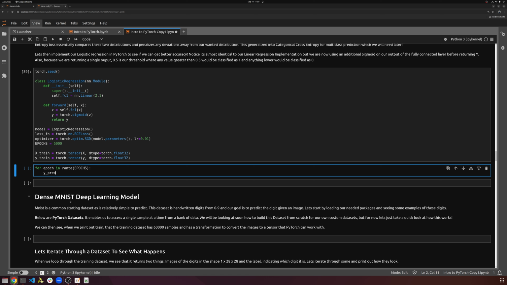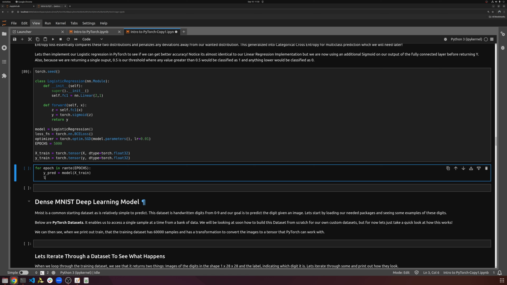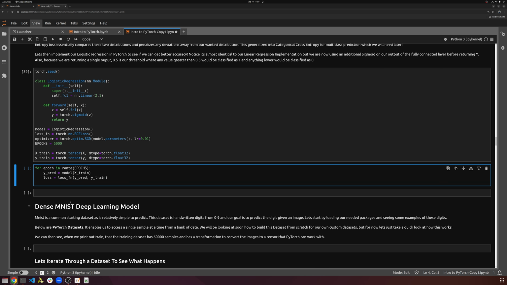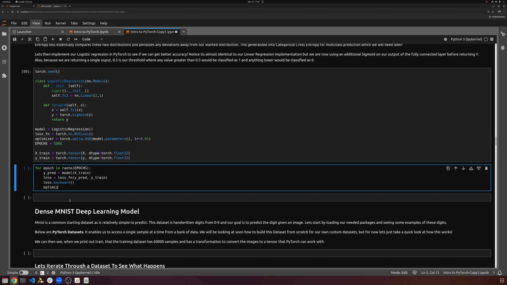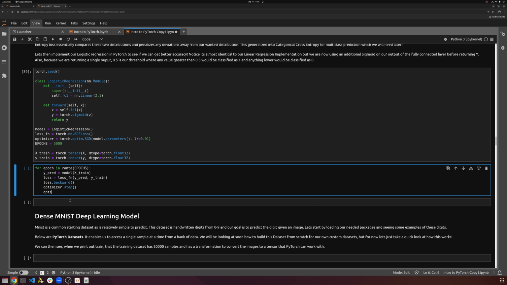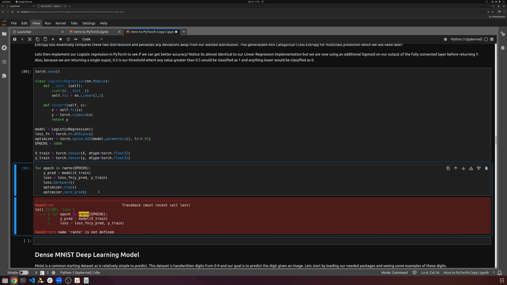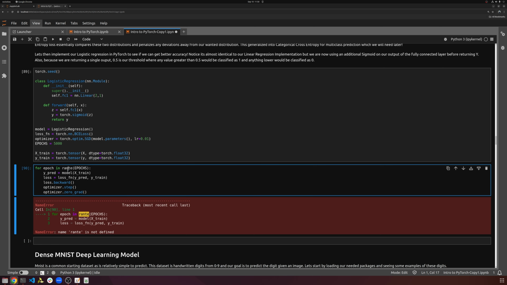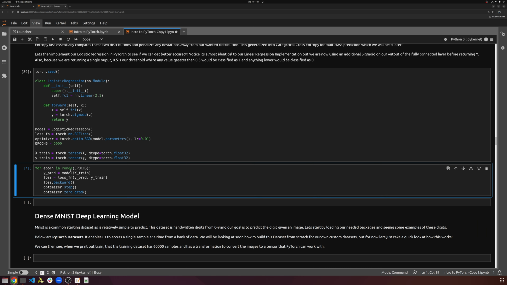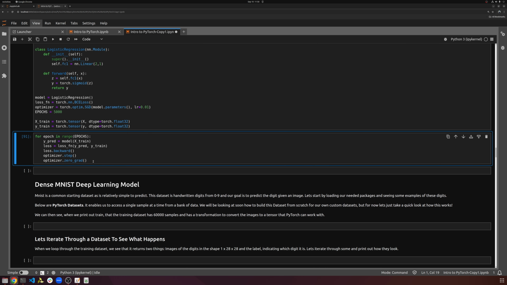We're going to do y_pred is equal to model(X_train). And then loss is equal to the loss function between y_pred and y_train. Then just like before, loss.backward, optimizer.step, optimizer.zero_grad. What did I spell wrong? Oh, range. Sorry. There you go. So we've now trained our model.